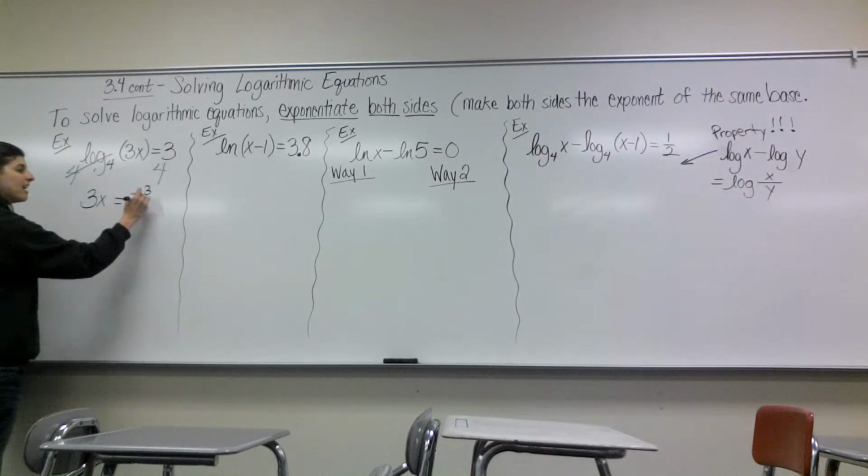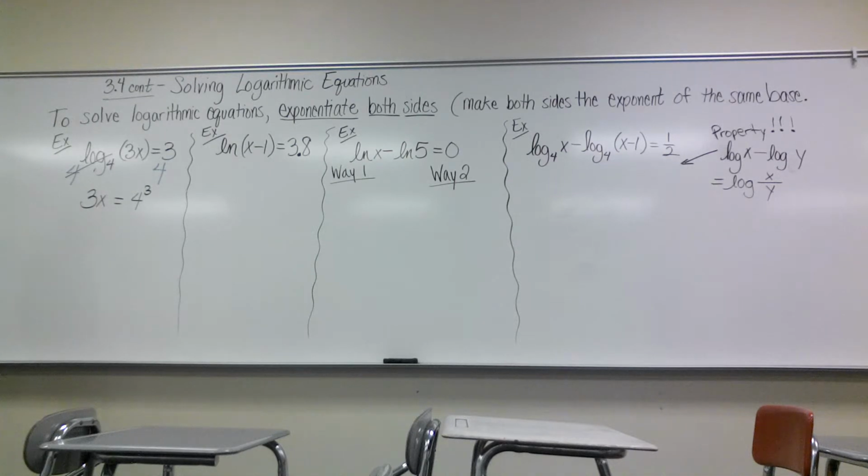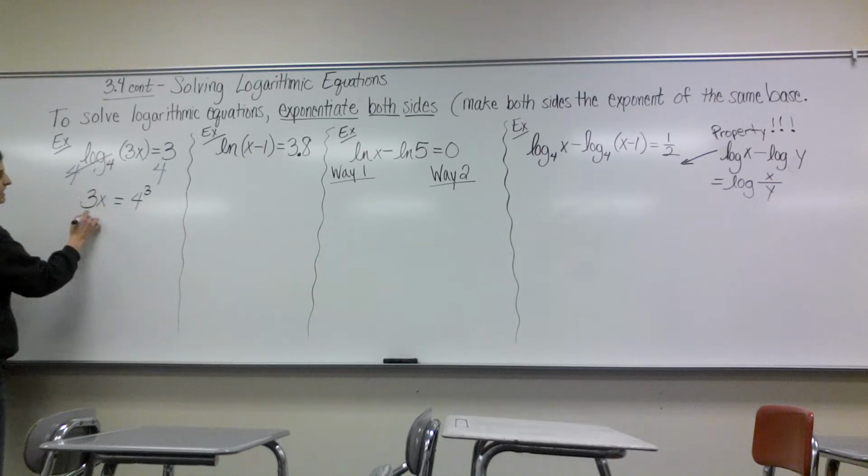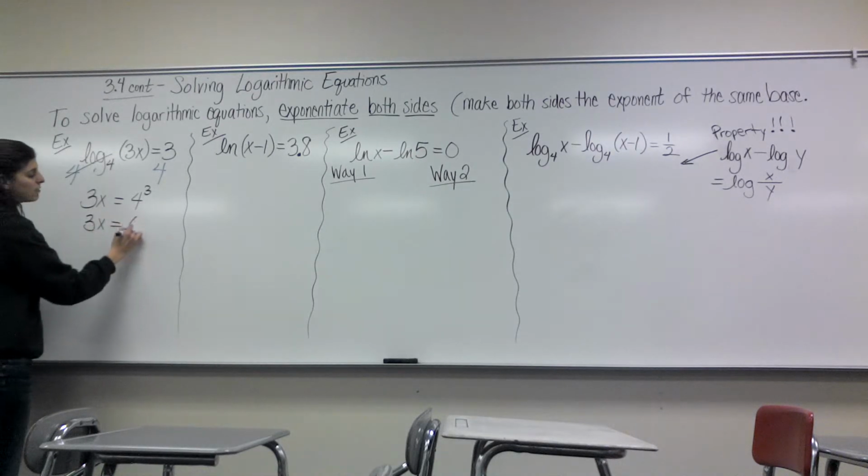I'm going to write that down because this is the first example. If you know that 4 to the third is 64 and you understand what's going on here, you can write that down in this step. That's totally fine. Okay, so 4 to the third is 64, so I have 3x equals 64.